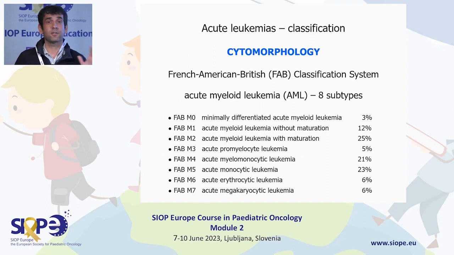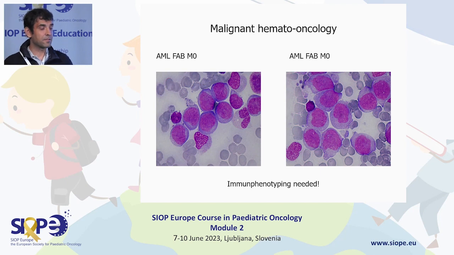AML was always much more complicated because we had many more subtypes, you know, M0 until M7. Here you can see a distribution of these different subtypes. Of course, here it is written M3 only 5%, but you know that in Europe there is a difference between South Europe and the rest of Europe. In South European countries, you see much more patients with AML M3 than in the Middle European or North European countries.